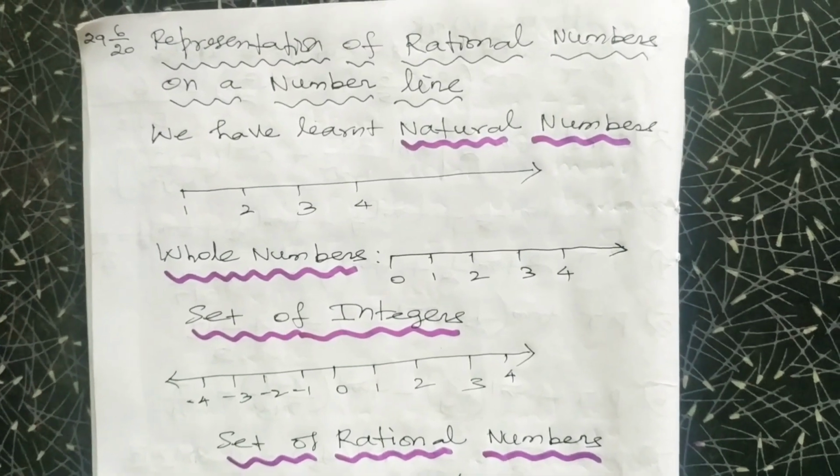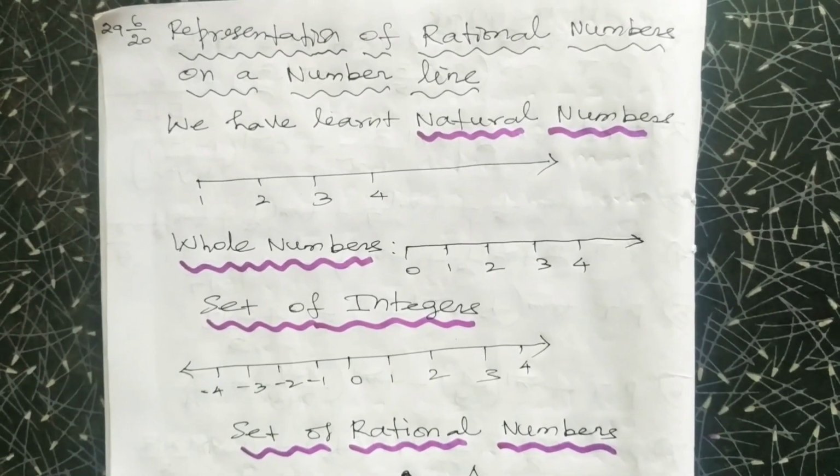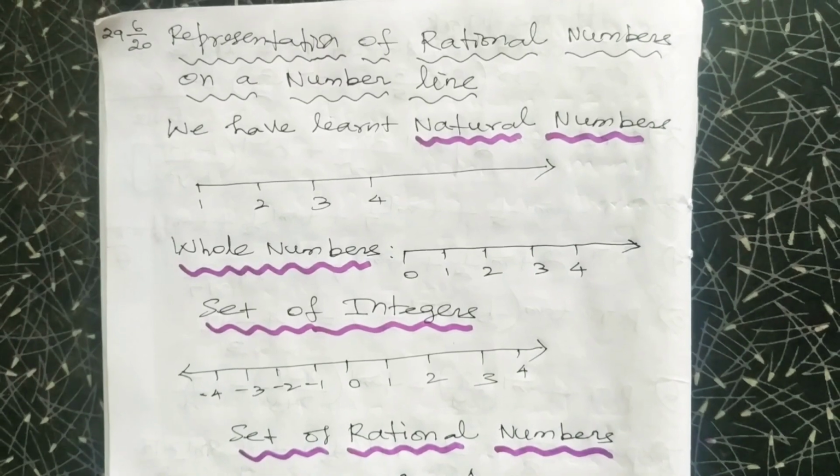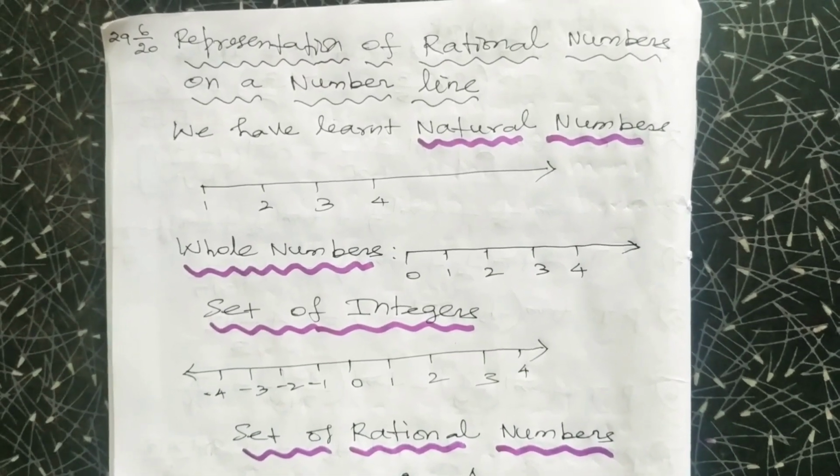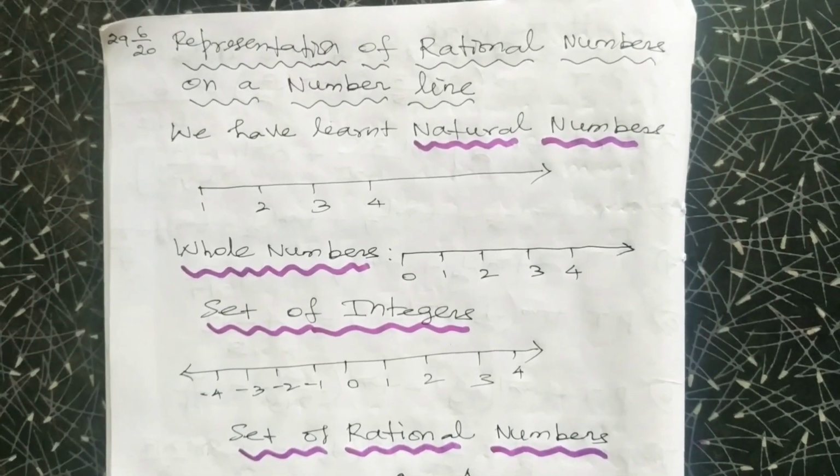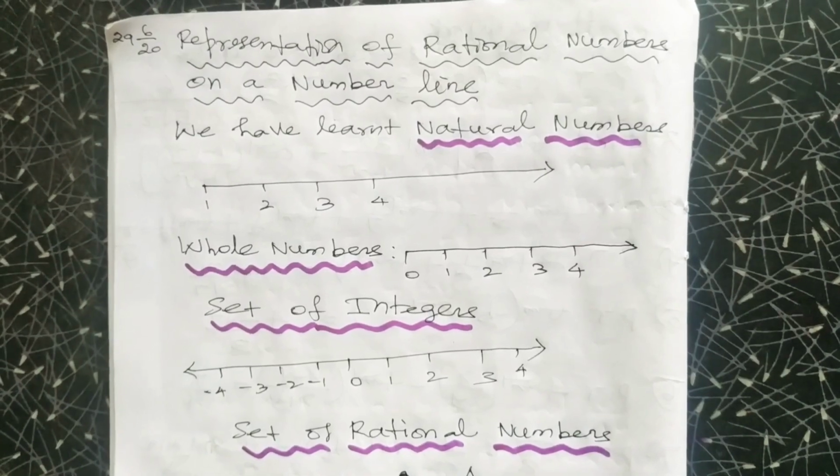In the last class we have seen what we mean by rational numbers and operations on rational numbers. Today we are going to see the representation of rational numbers on a number line.